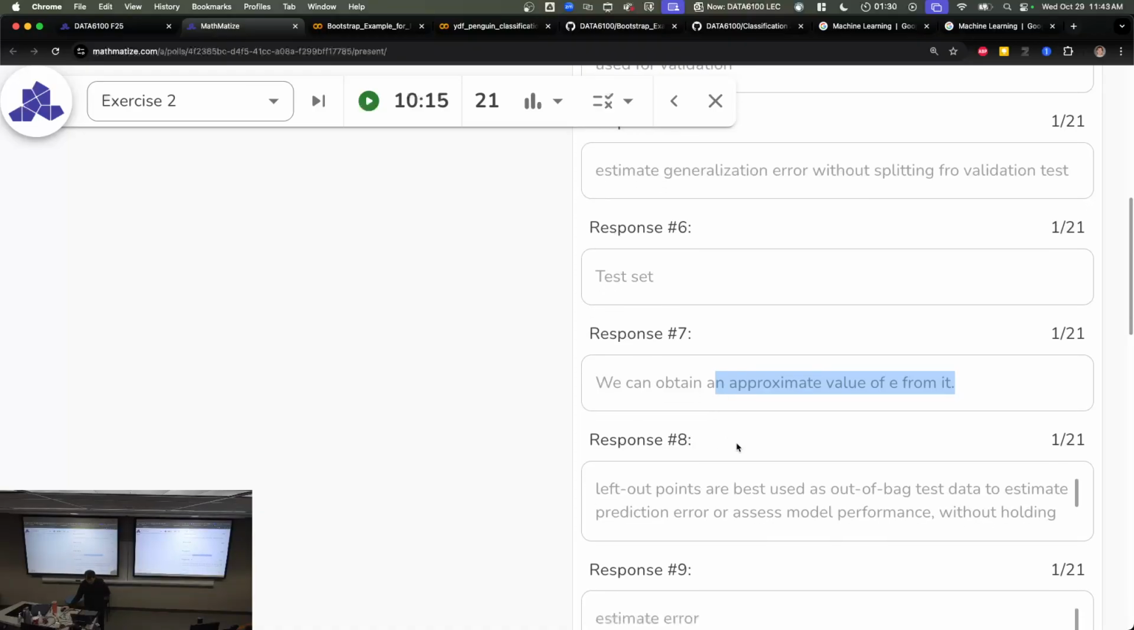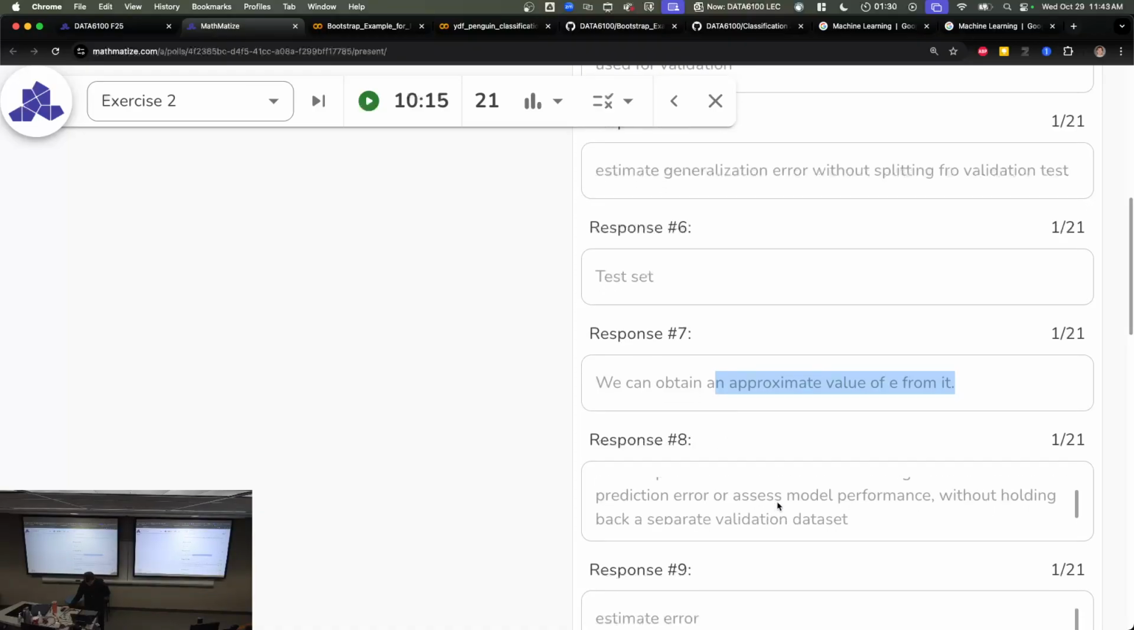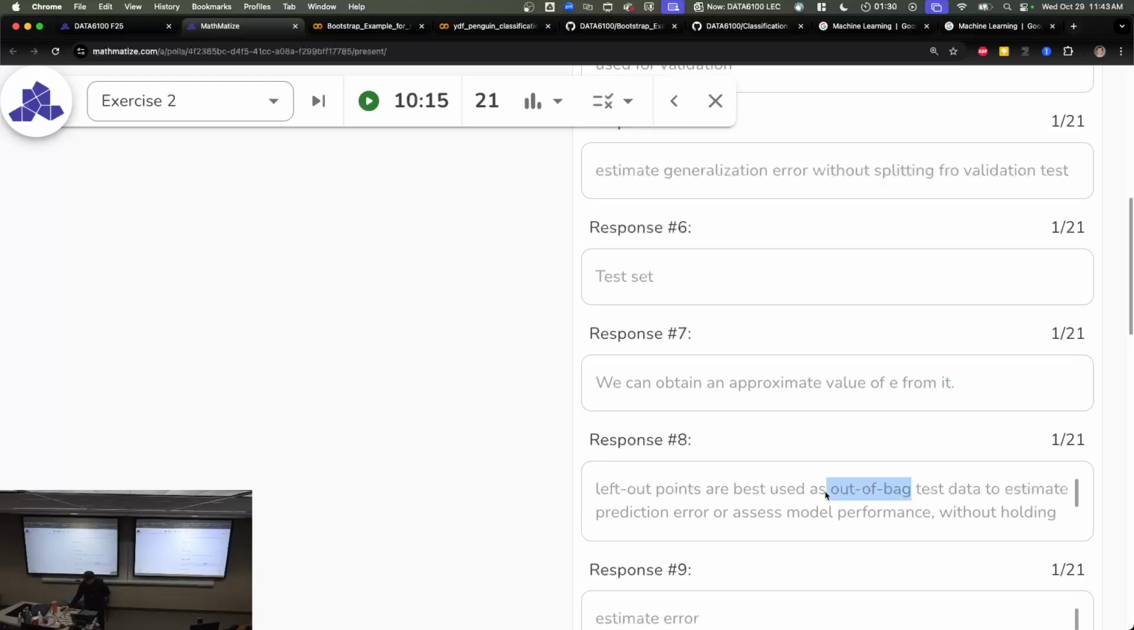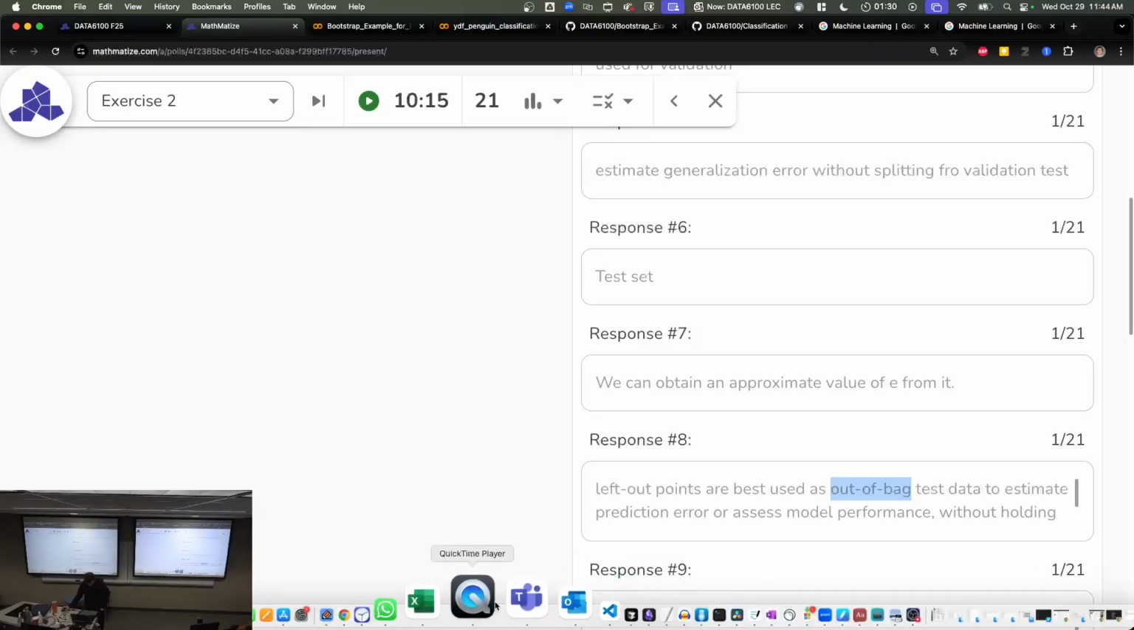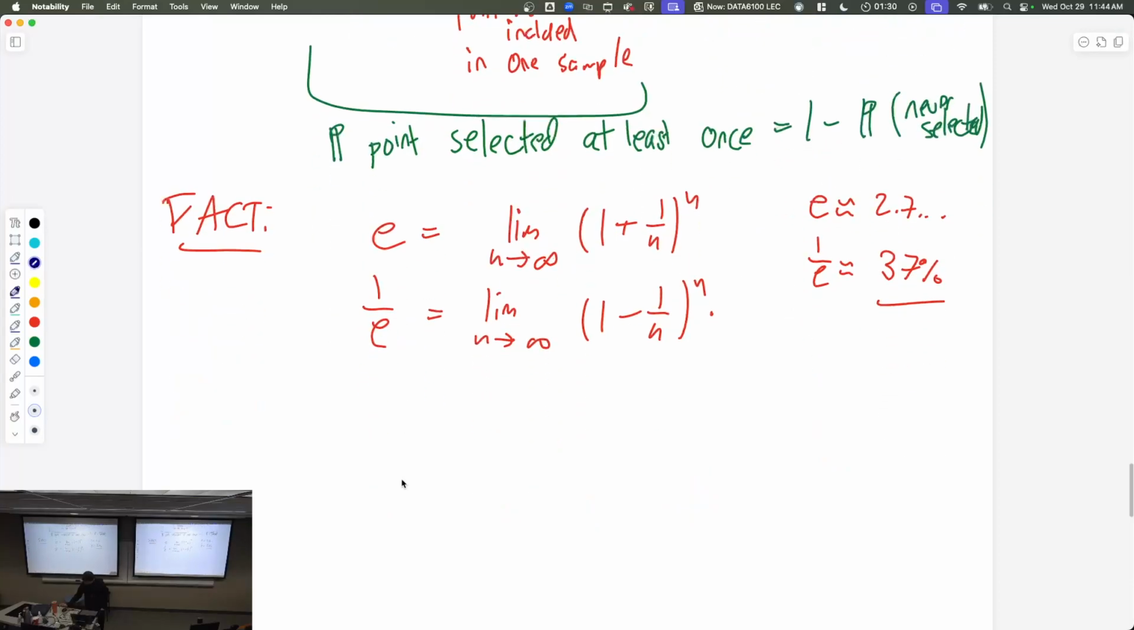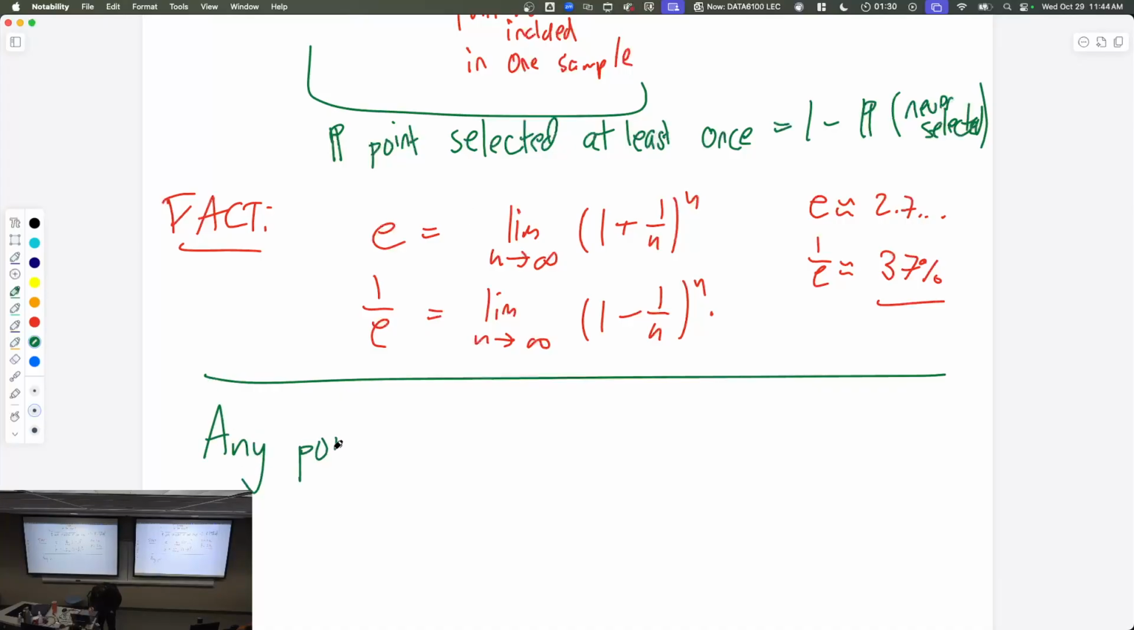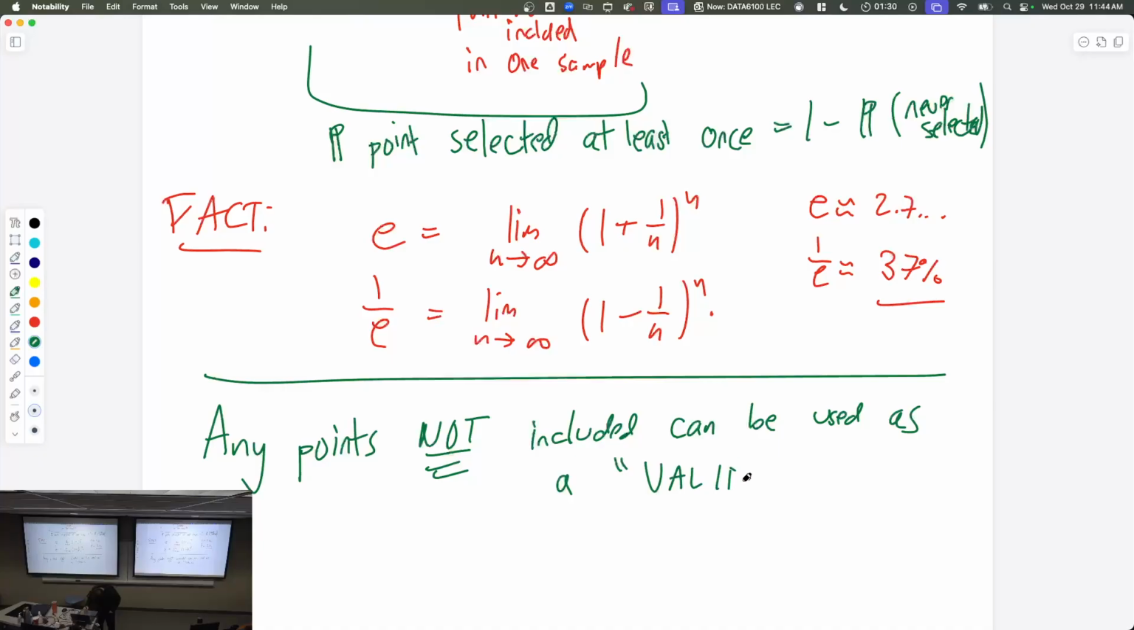Okay. Left out points are best used as out of bag test data. So this phrase out of bag means exactly the thing that we're doing here. Any point that you didn't use, you can then use to estimate the error. Okay, so as a validation set to estimate the errors. So this is the new idea: any points not included can be used as a validation set.